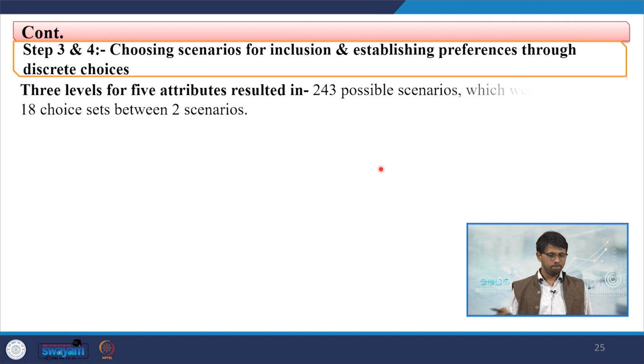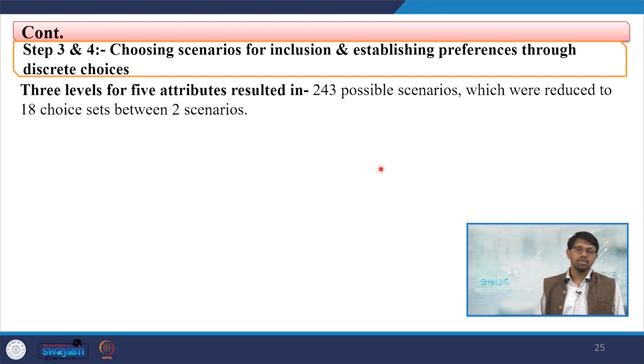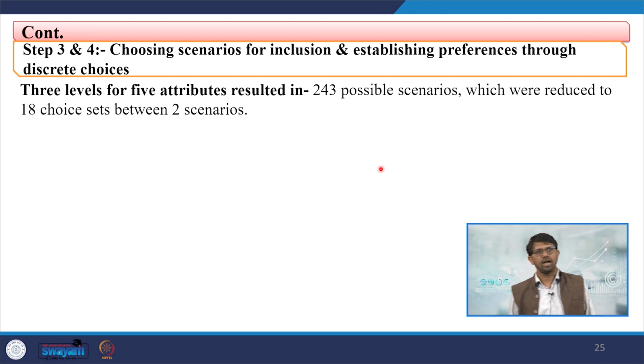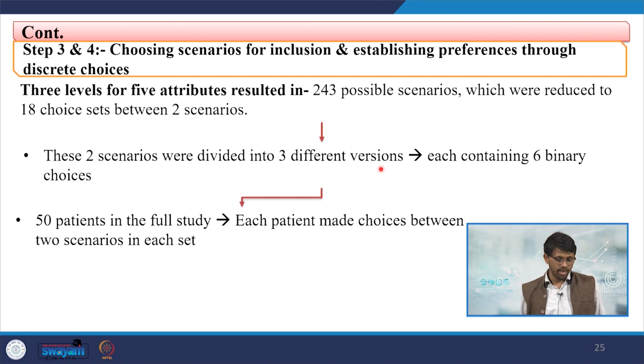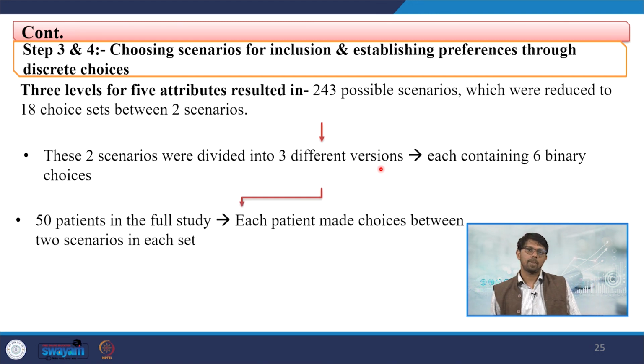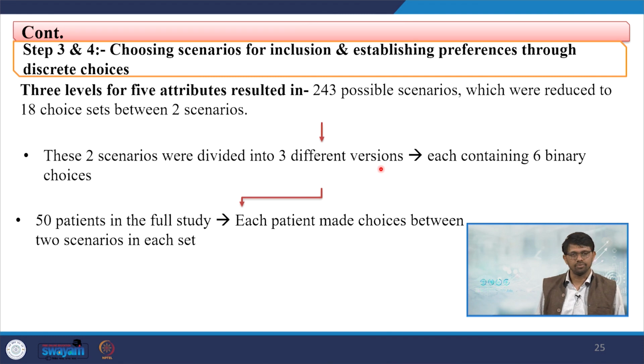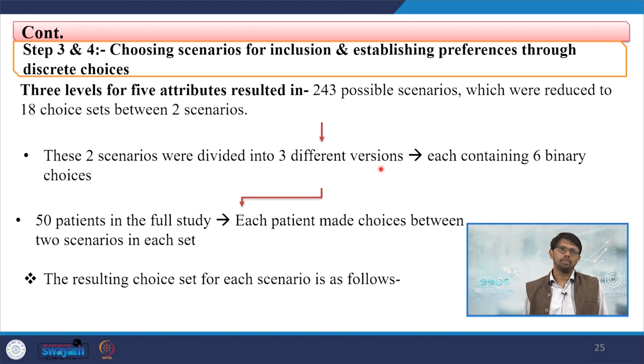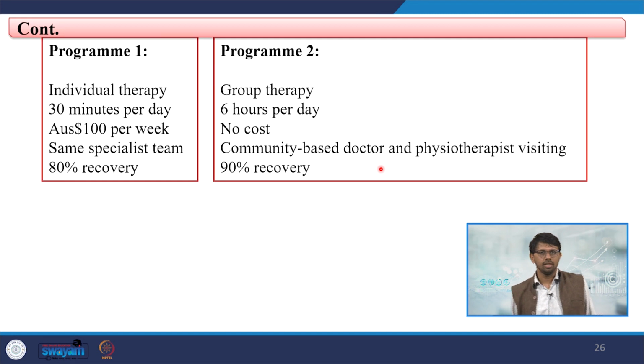Either it is no cost, or at least $50 Australian dollars per week, or 100 Australian dollars per week, is evaluated. Steps 3 and 4 out of the 5 steps we already said are choosing scenarios for inclusion and establishing preferences through discrete choices. Three levels for 5 attributes resulted in 243 possible scenarios, which were reduced to 18 choice sets between 2 scenarios. These 2 scenarios are divided into 3 different versions, each containing 6 binary choices. With 50 patients in the full study, each patient made choices between 2 scenarios in each set.